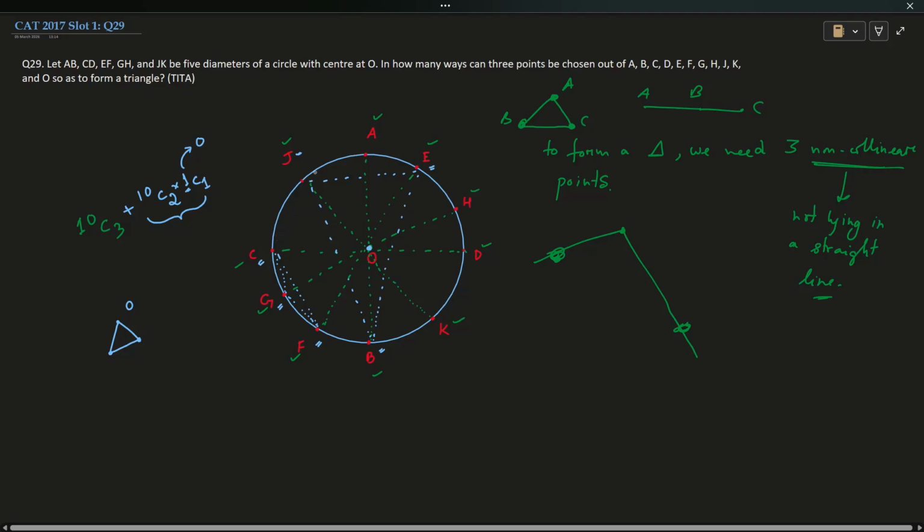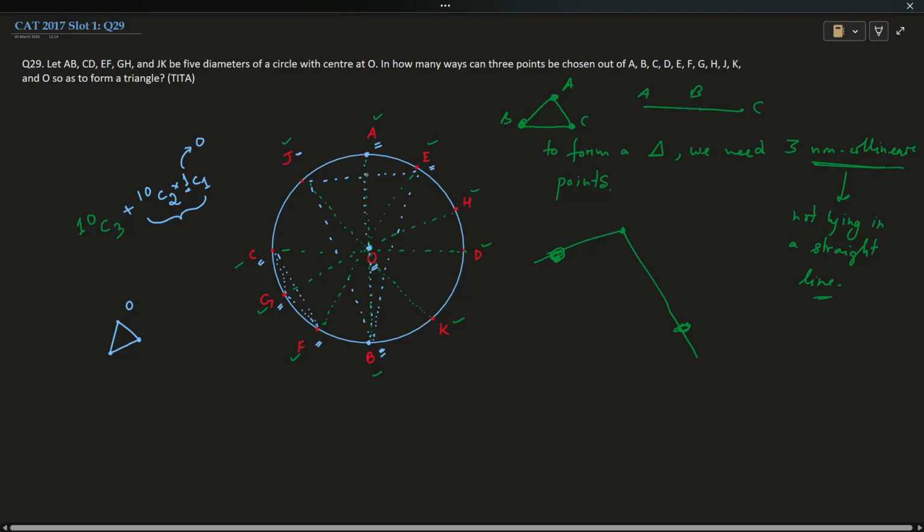But guys, out of the total ways 10C2 into 1C1, or basically 10C2 ways, please remember, if I select, let's say, point A, point O, and point B, in this case, I will get a straight line, and a straight line is not a triangle, remember guys. That means I have to subtract some number from this 10C2. And what will be that number? That number will be equal to the number of diameters, right?